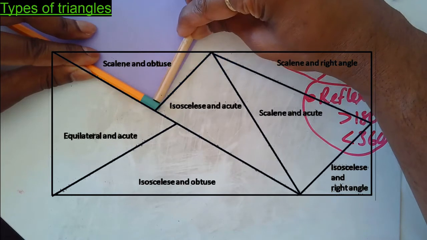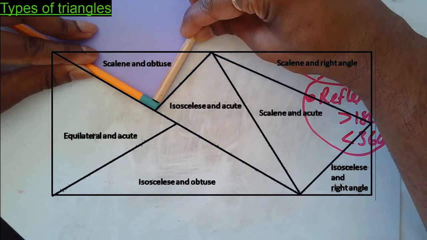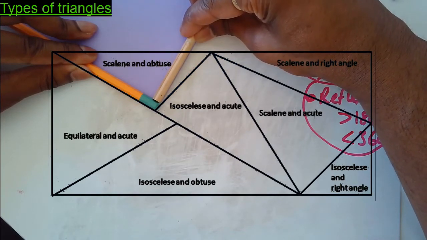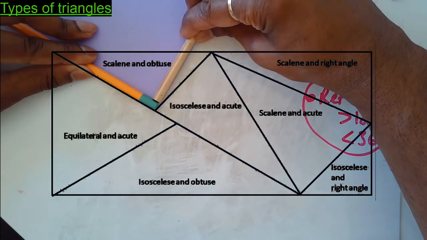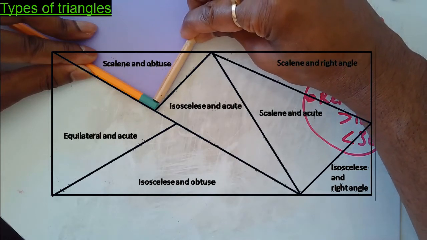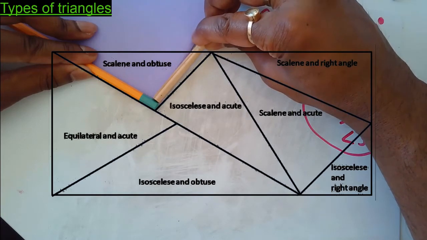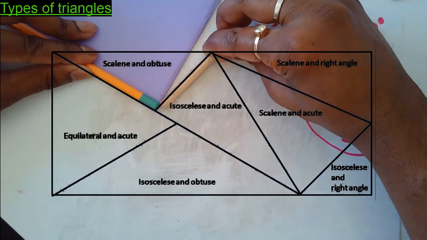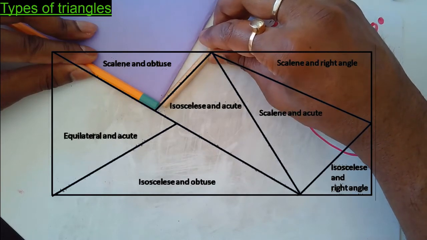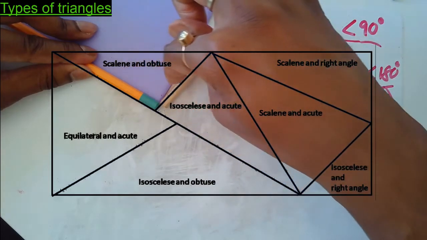Remember, at the moment those two pencils make 90 degrees, but as soon as I move the pencil away from the other pencil, it automatically becomes obtuse. That's obtuse. So that angle there is obtuse.